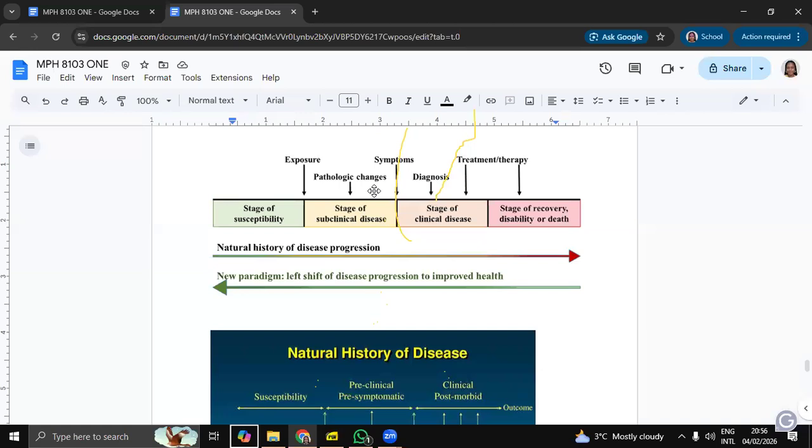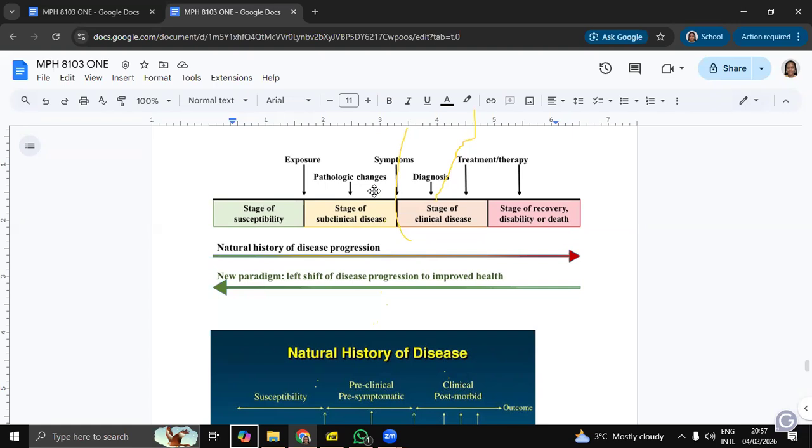At this phase, the only way we will know that something is happening is, for instance, if we do screening. So we say, come and screen for HIV. By the time we run the test, we see that the virus is already present. And then we do some other tests and we notice that changes are already occurring, even though it is not yet manifesting. It has not yet become clinical. So that's the stage of subclinical disease.